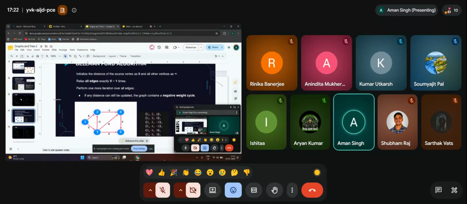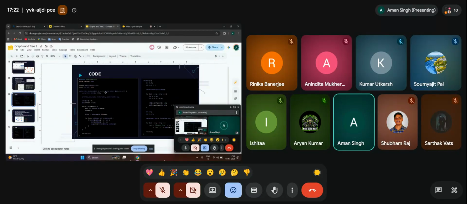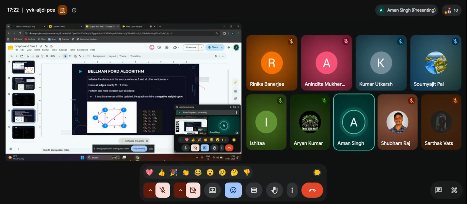Okay, so let's see the next algorithm, which is the Bellman-Ford algorithm. Okay, so we will see how it works for negative edge weights as well, and it works for the detection of negative cycles as well.